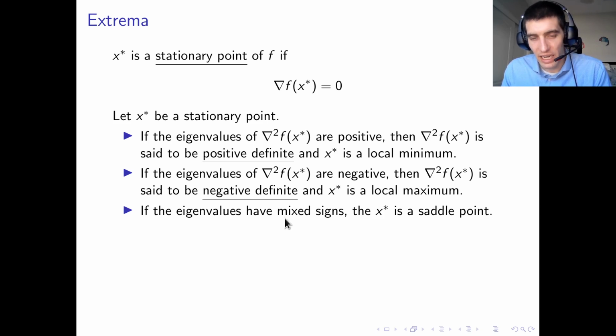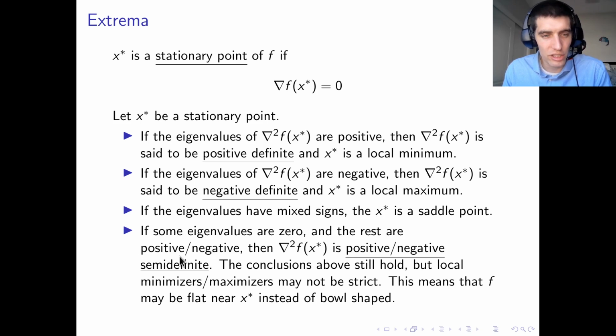If the eigenvalues have mixed signs, so some are negative and some are positive, then the stationary point is said to be a saddle point. Saddle point, so called because it looks like a saddle. In some directions it's a minimum, in some directions it's a maximum.